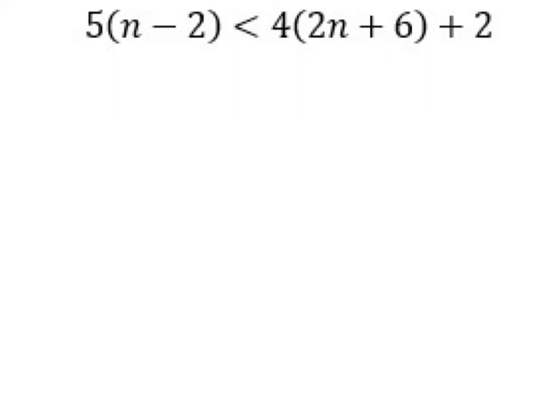Here I have 5 times (n minus 2) is less than 4 times (2n plus 6) plus 2. To solve this, the very first thing I always do is draw my balance line so I know where my two expressions are. And then I'm going to simplify the expressions on each side. Before I do that, I need to identify my variables so I know where they are.